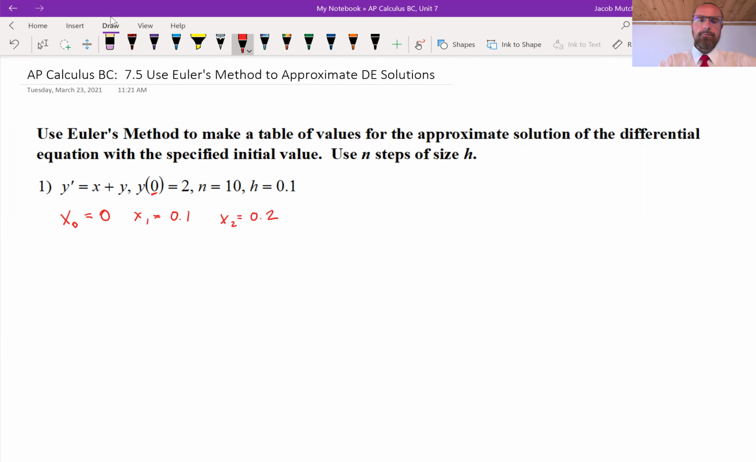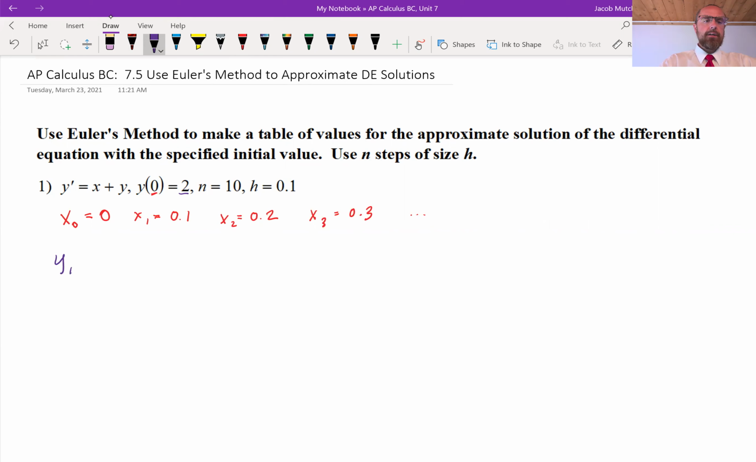At this point, x sub 3 would be 0.3, and so forth. We're going to go all the way up to x sub 9. So at that point, what I want to do is define the algorithm that really is behind Euler's method. So I'm going to begin by approximating y sub 0. In fact, I'm not going to approximate y sub 0. I know what y sub 0 is. It's 2. So where I'm going to begin is y sub 1.